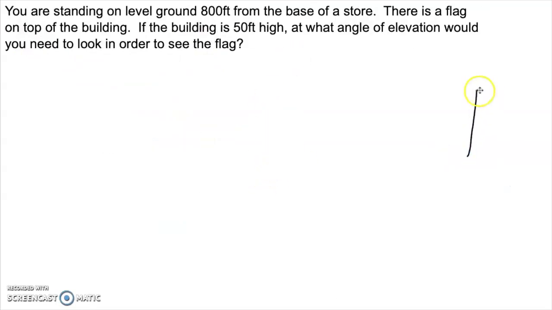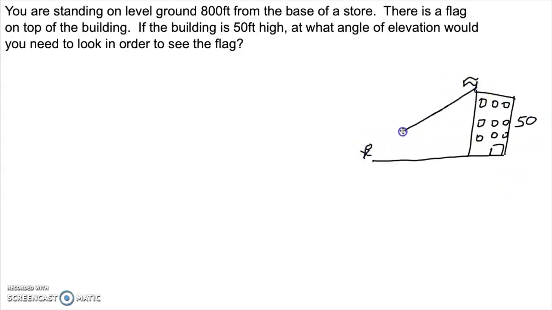So let's say we're standing on level ground, 800 feet from the base of a store. Now the store has a flag on the top of the building, and if it's 50 feet high, the building that is, what angle of elevation would you need to look in order to see the flag? So the building is 50 feet tall, that's this side here, right? The height of the building is 50. And we are down here on the ground, and we're going to look up at this flag, and we're going to see it at some angle of elevation. We do know that we are 800 feet from the base of the store, right? So this distance here is 800 feet.